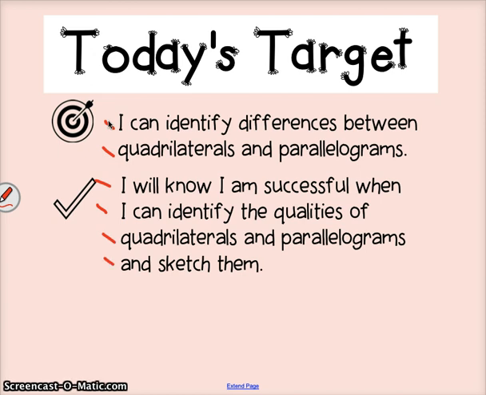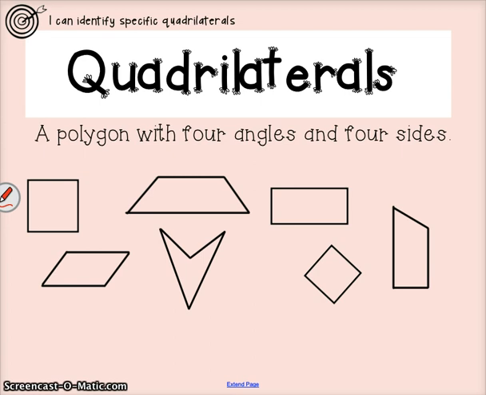Okay, so it's not enough to just know what each one is, but let's compare them and see what the differences truly are. Remember from last time that a quadrilateral is a polygon with 4 angles and 4 sides. Quad means 4, therefore it's 4 angles and 4 sides. All of the shapes below are quadrilaterals.